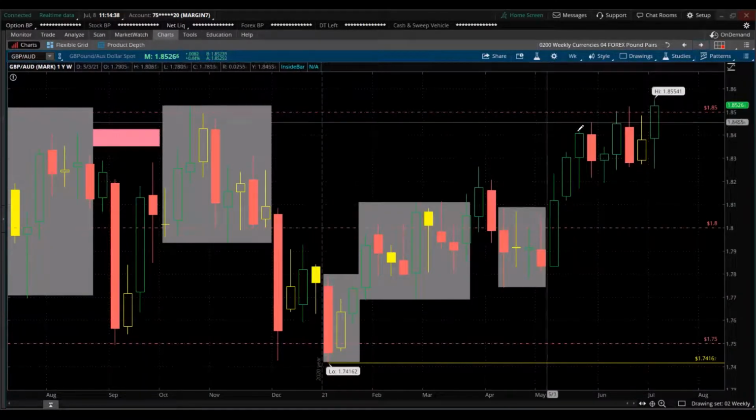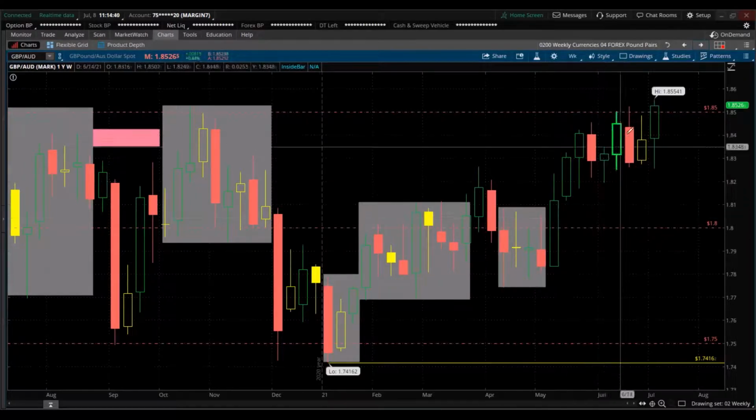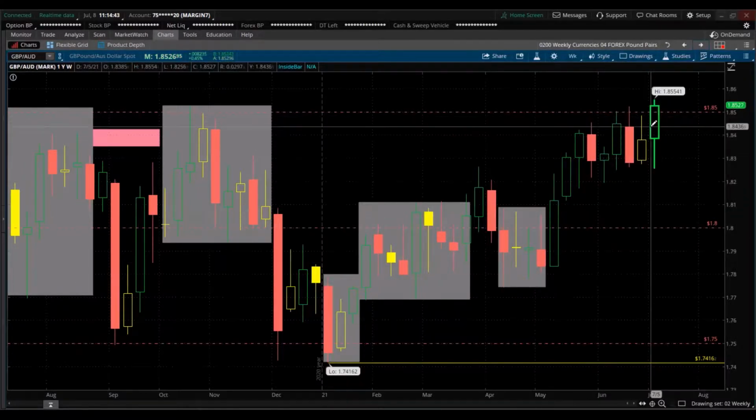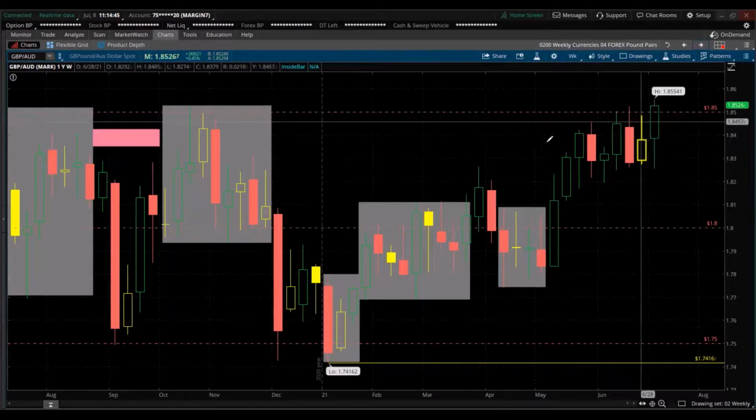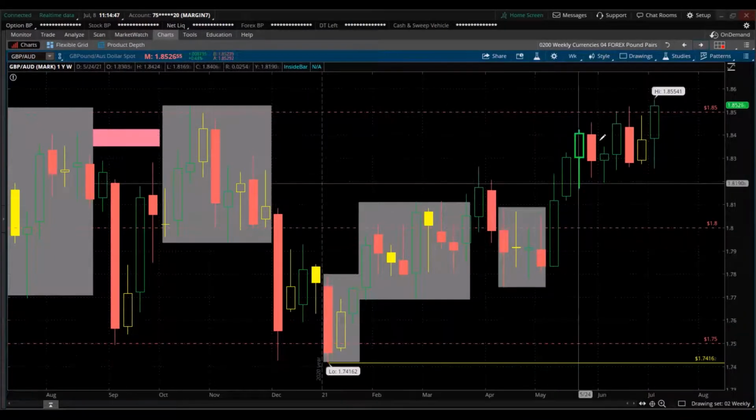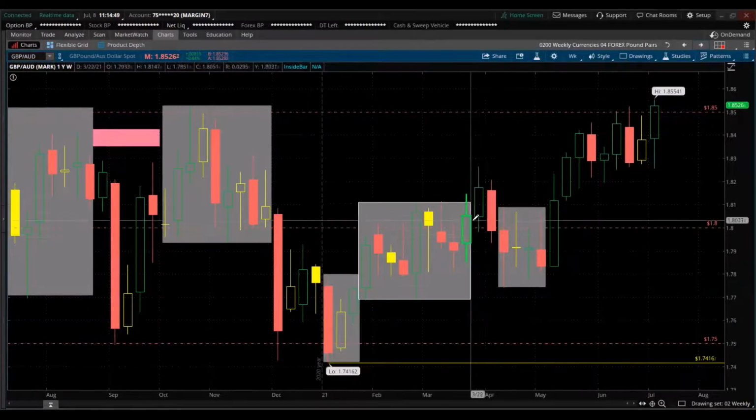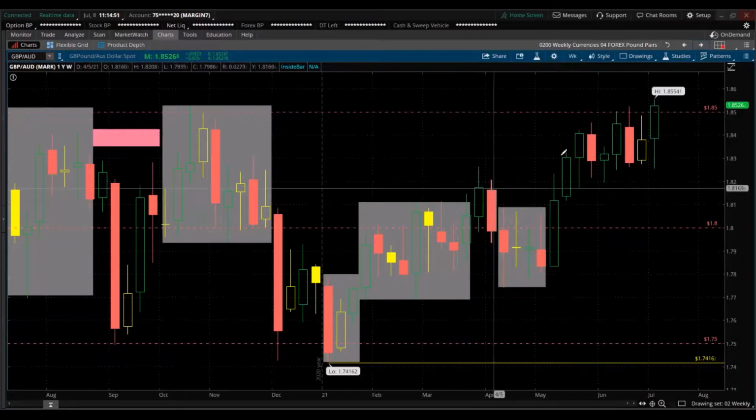British pound, Aussie dollar. British pound gaining strength against the Aussie dollar. So now we have the high for the year. Here's the low for the year. High, trending very well. Yep, British pound doing very well against the Australian dollar.